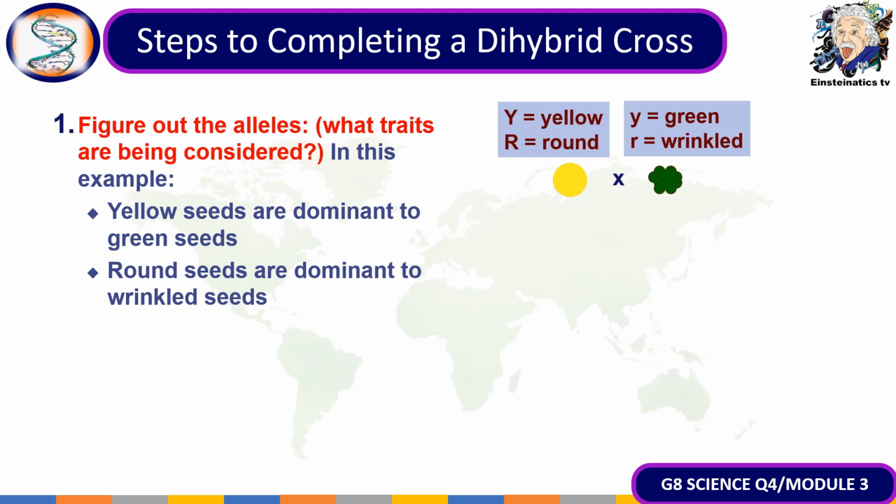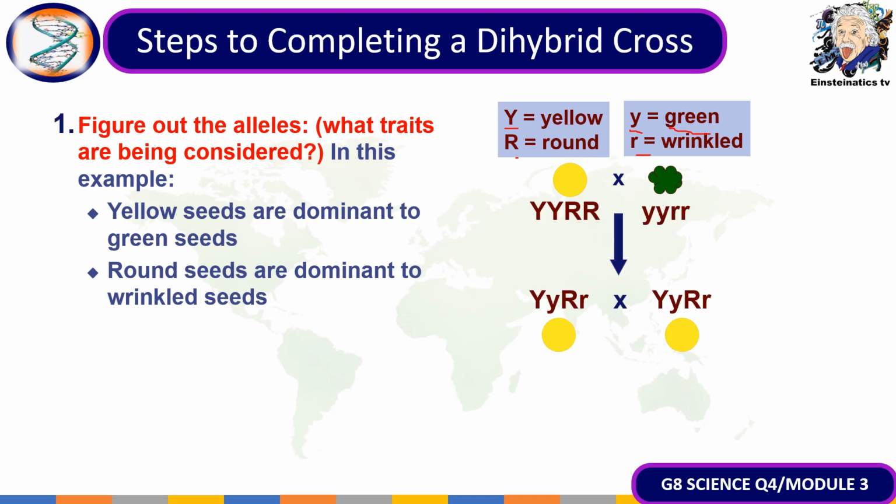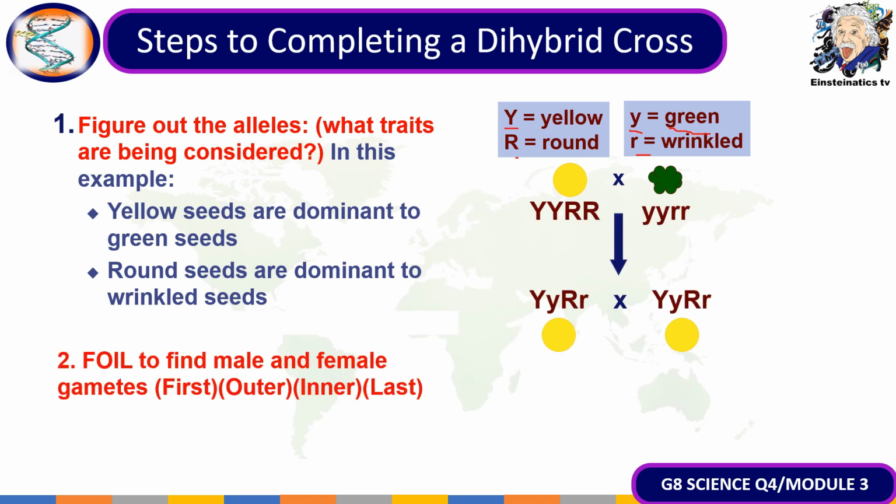Yung mga dominant traits should be written in capital. So, in this case, yung dominant trait is yung yellow. So, that is why it is being represented by a capital Y. Yung recessive trait naman for being green is written with a small letter y. Same goes with round and wrinkled. Yung step 2 naman, we are going to use the mnemonic which is yung FOIL.